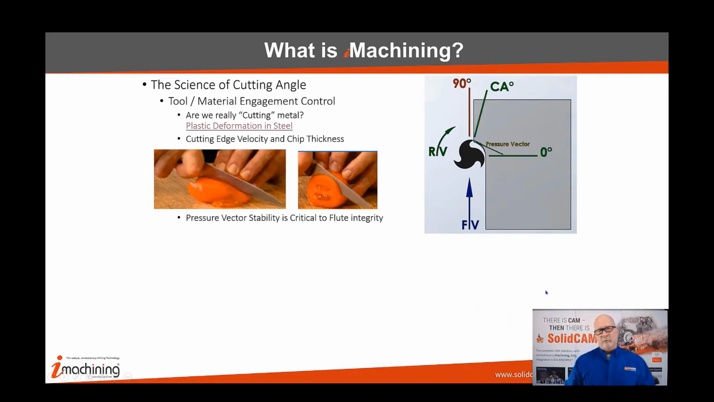Now, the stability of the pressure vector, that's this pressure direction on this tool, is extremely critical. When that pressure vector is not stable, you're going to see things like harmonic vibration. A lot of companies out there are starting to study harmonic vibration in machines. For years and years they've been developing all kinds of science into the castings of CNC machines to try to dampen that vibration. Well, a lot of that vibration is generated by the flute crossing this 90-degree quadrant. We'll talk about that in just a moment.